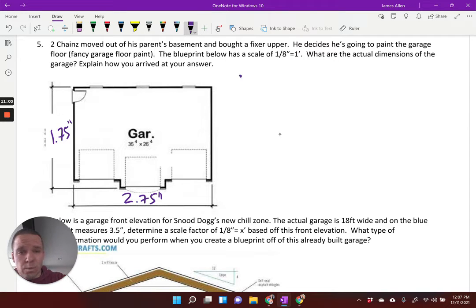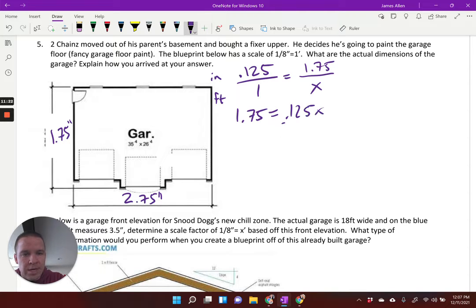So I've got 1/8 is 0.125 over 1 foot. So inches, feet. And then I got my blueprint of 1.75, and I don't know what that is. Okay? So go ahead and just cross multiply. So I got 1.75 equals 0.125x. Divide by 0.125. And I'm going to have, so 1.75 divided by 0.125 gives me 14 feet. So that's one of them.